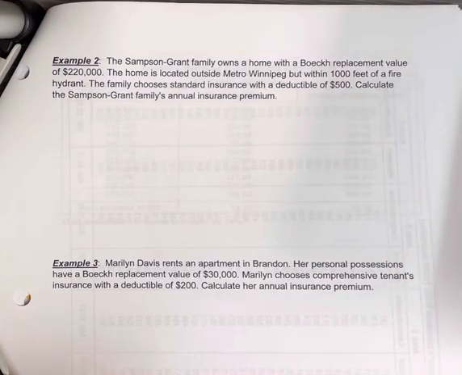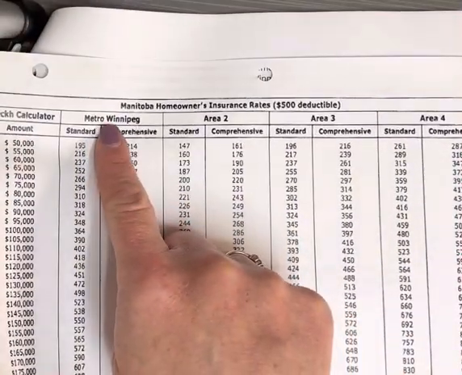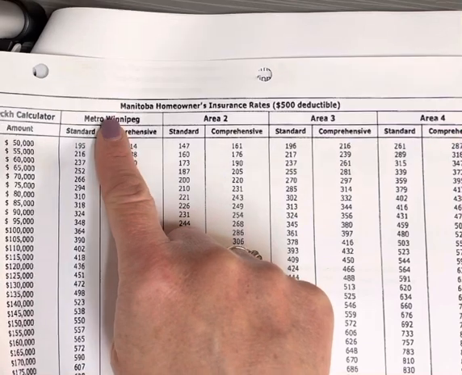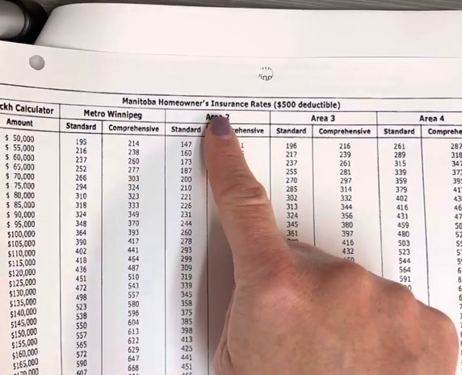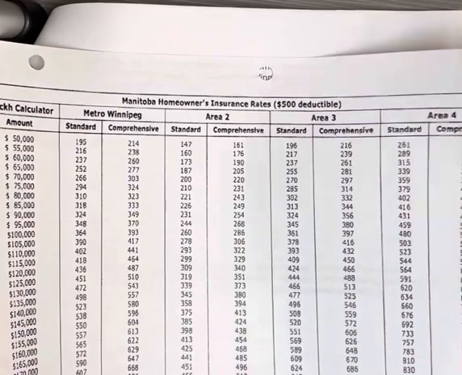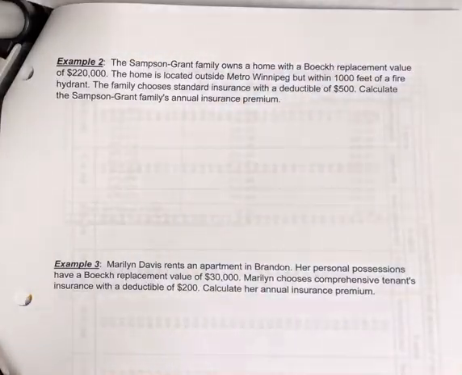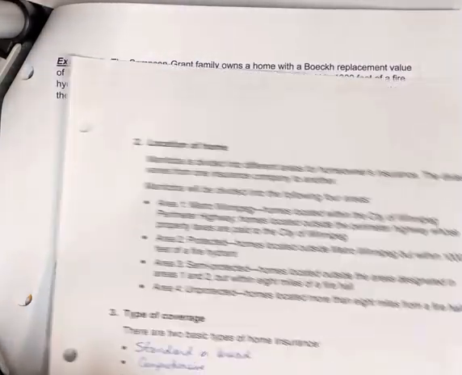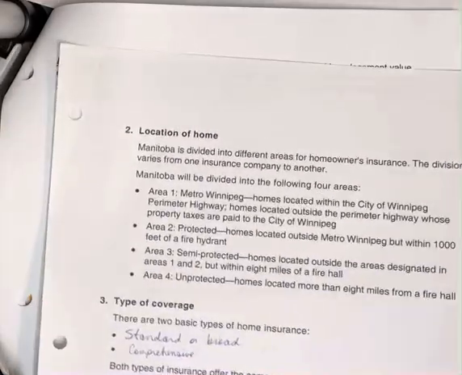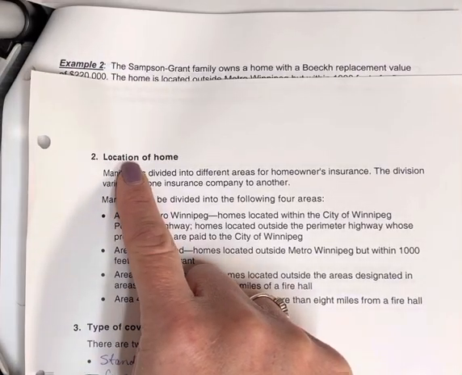Okay, so for us to use this table that we're looking at, we need to figure out what area. Now, it didn't say they were in Winnipeg, which again is area 1. So we have to figure out what area 2, area 3, and area 4 mean. Well, if you look back to page 2 of this section of notes that you would have just written down, I'll just grab my paper here so I don't have to flip this booklet around. Okay, number 2, so again, this is just flipping back a couple pages. You're going to look under location of home.